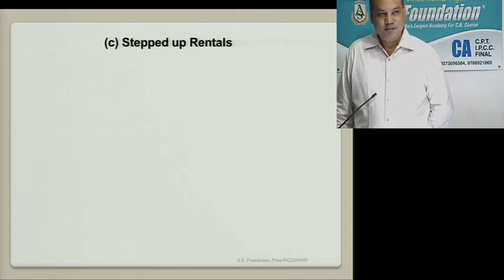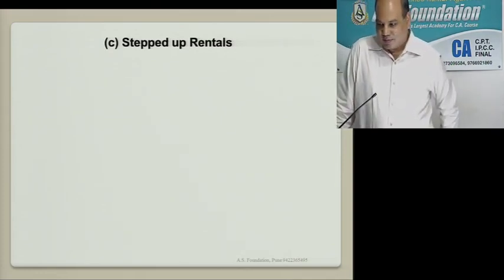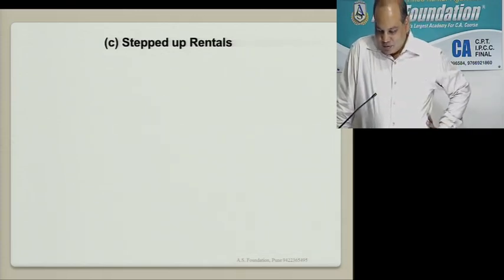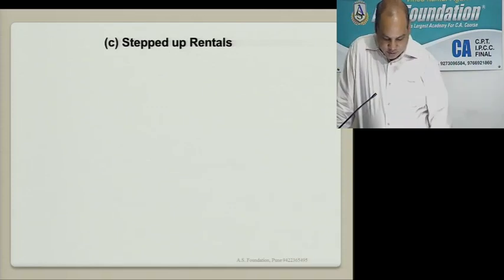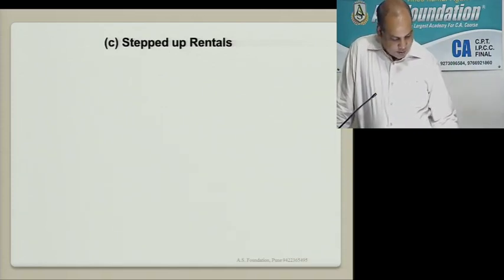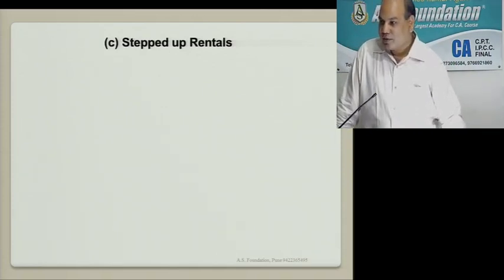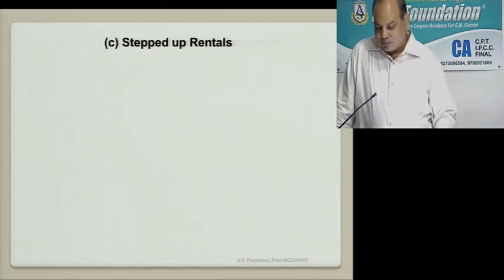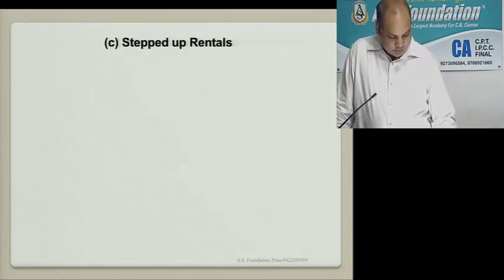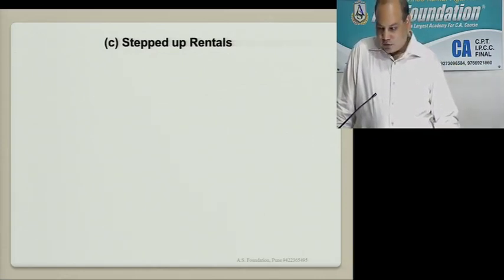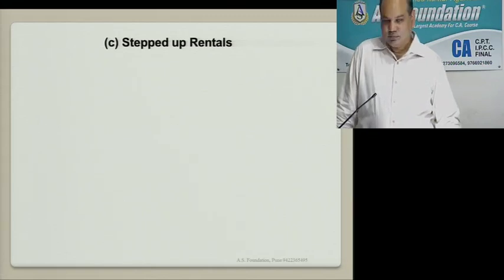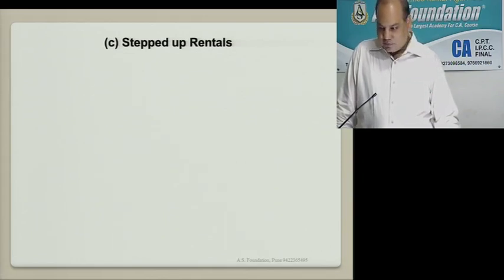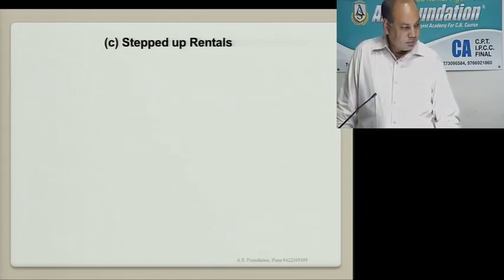Stepped up rental. Now what is stepped up rental question? Lease rental will increase by 10% every year. So write down heading first. Let us assume lease rental for the first year is X.